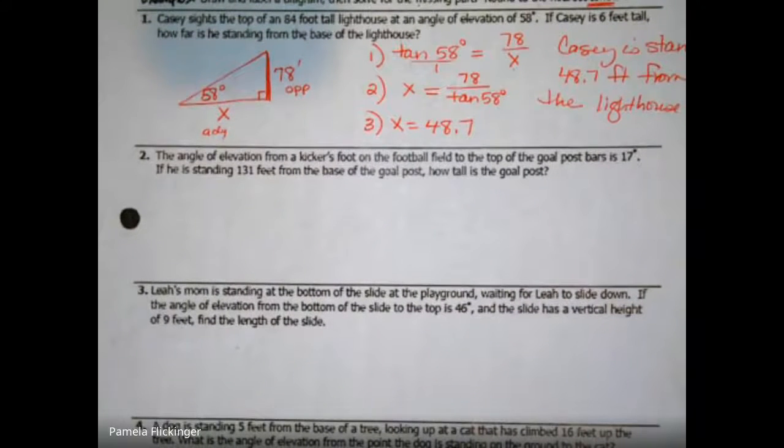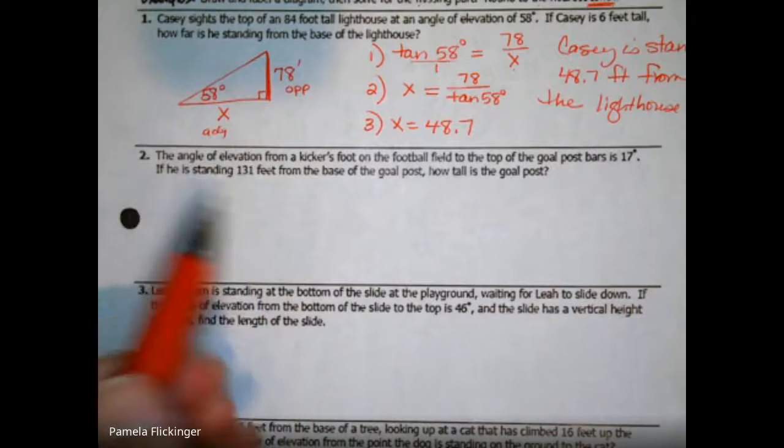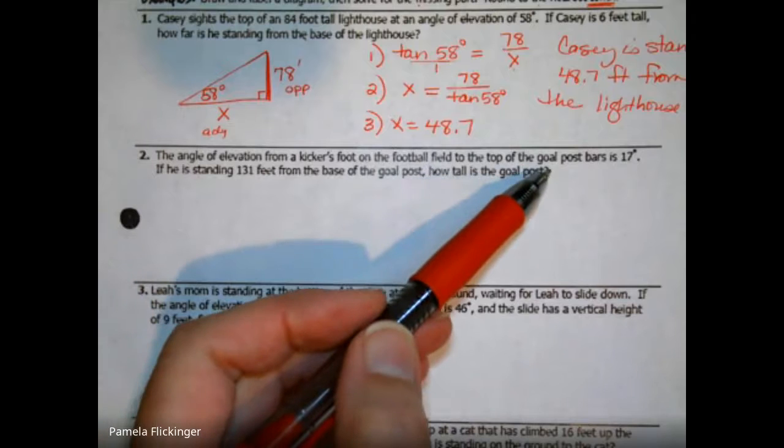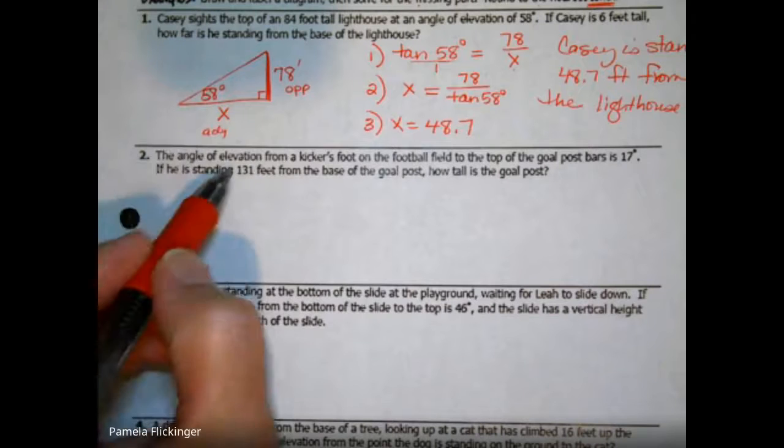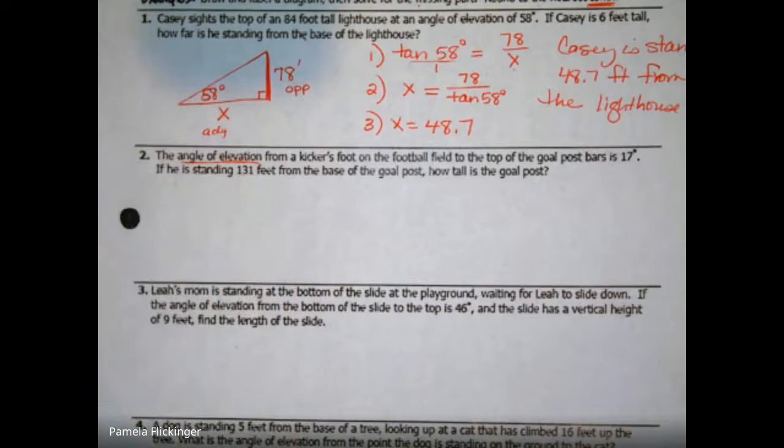All right, the angle of elevation from a kicker's foot on the football field to the top of the goalpost bars is 17 degrees. If he's standing 131 feet from the base of the goalpost, how tall is the goalpost? So again, here's that phrase, angle of elevation, which simply means that we are on the ground or something's on the ground and it's looking or going up.